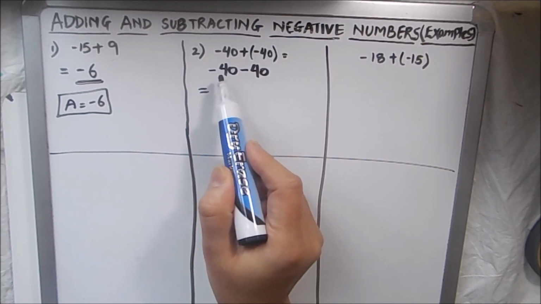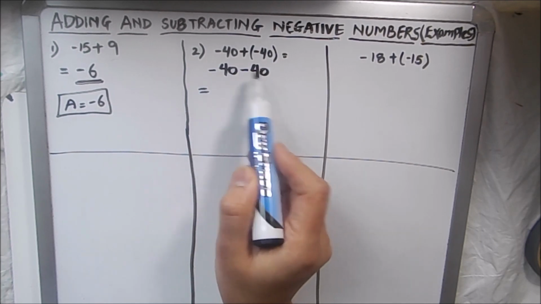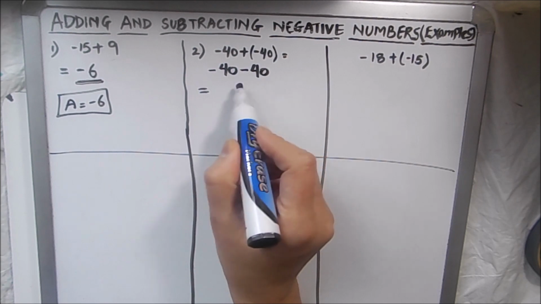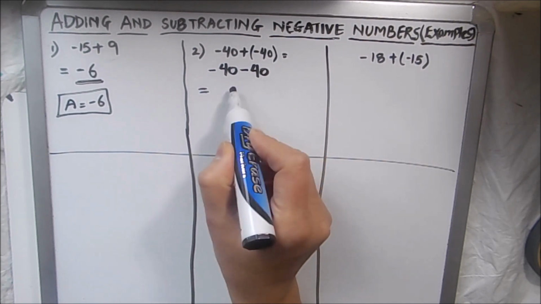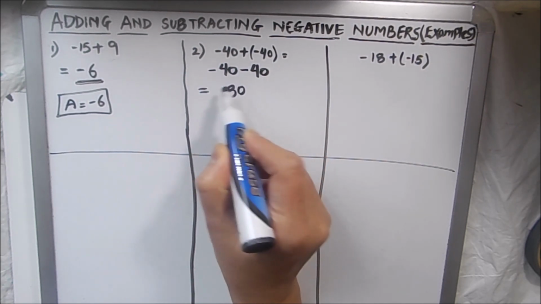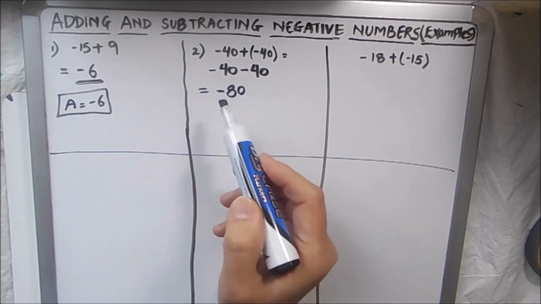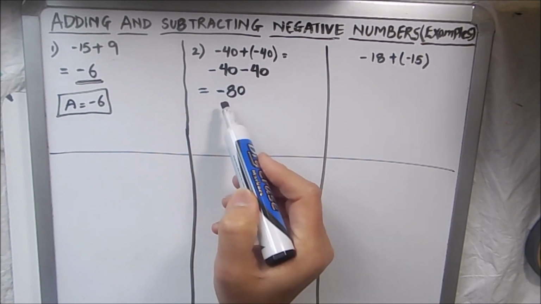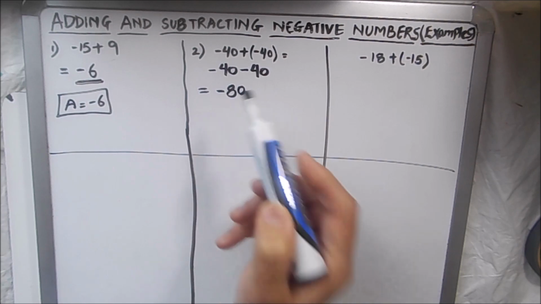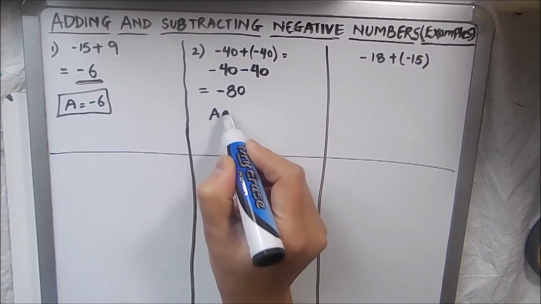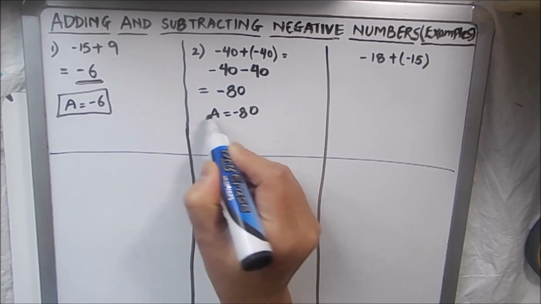So when the signs are the same, the operation between the two numbers is addition. So 40 plus 40 will be 80 and the sign will be of the bigger number. Here both the numbers are 40, so there will be a negative sign. So the answer is negative 80.